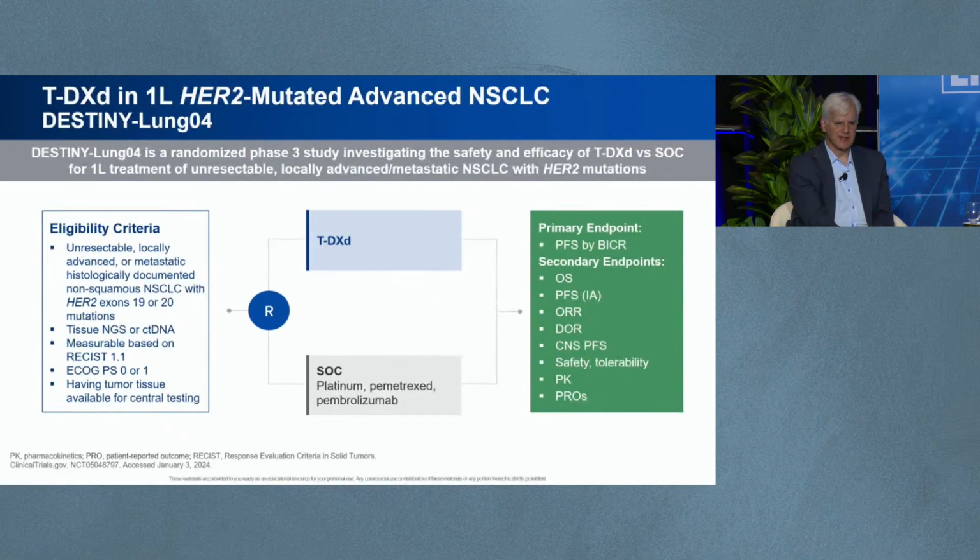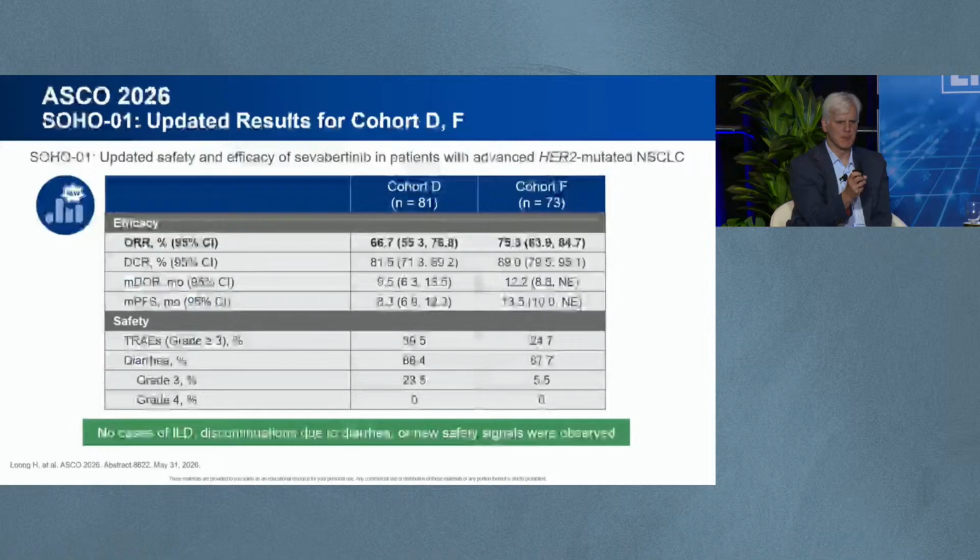TDXD, of course, is tested in the front line as well, and this is the DESTINY-Lung04 trial comparing chemotherapy plus immunotherapy to TDXD. I would think this is the study where the results are a little bit less predictable. TDXD, of course, is a very effective drug, but there's a bit more organ toxicity that is a bit of a concern. So I'm personally curious to see how this study will play out. Actually, it might help us determine the proper sequencing when it comes to second and third line treatment choices.